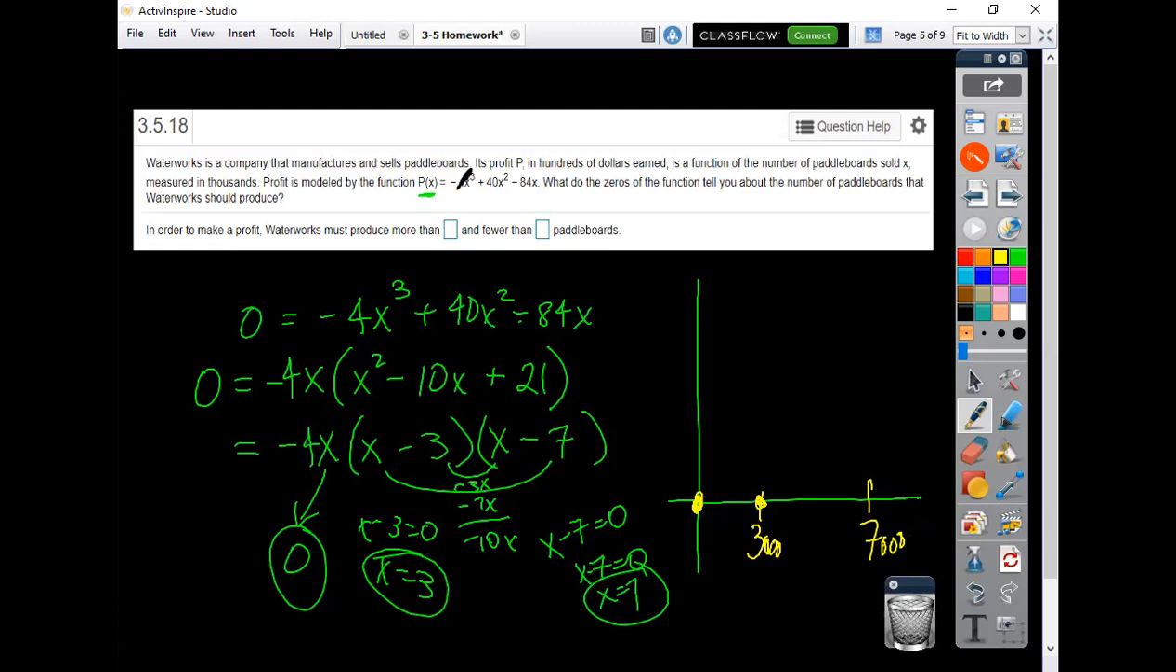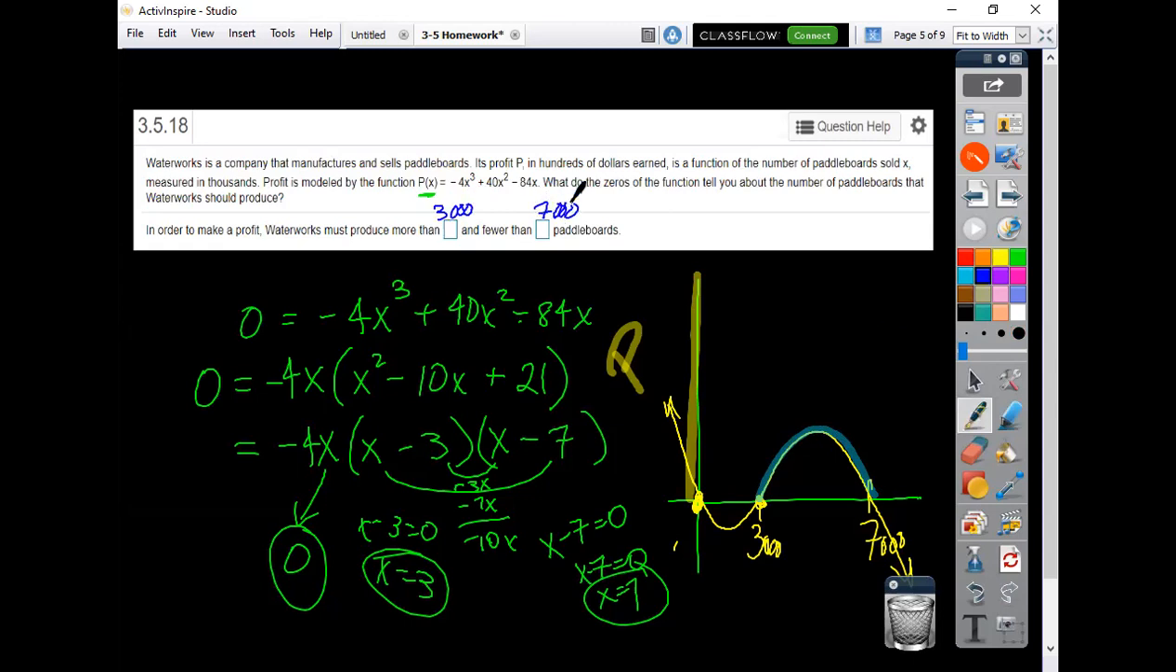Because there's a negative out in front, normally a cubic should be coming from below, but that negative in front is going to make it dip down here, come back up there, and then go back down on that side. So where on this graph, P is like your Y, that's your profit. Where are we actually making money? Where are we making a profit? Right up there. So between 3,000 and 7,000, those would be the two answers I would put in these two spots.